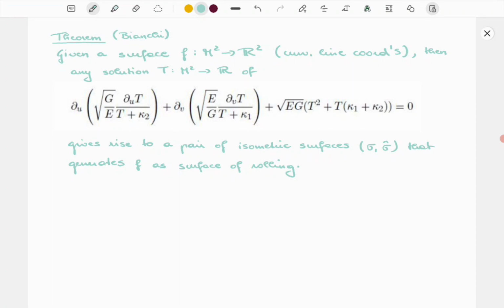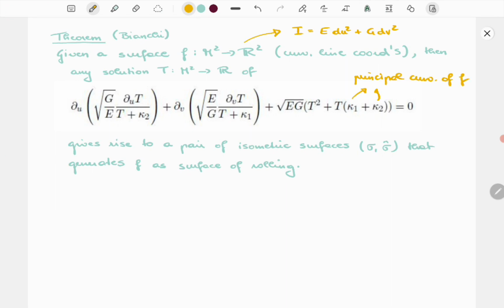Given a surface F, which is without loss of generality parameterized by curvature line coordinates, and if we denote the first fundamental form of F by E du plus G dv, then any scalar solution t of the following equation here gives rise to a pair of isometric surfaces that generates F as a surface of rolling. In this equation here, kappa 1 and kappa 2 are the two principal curvatures of F.